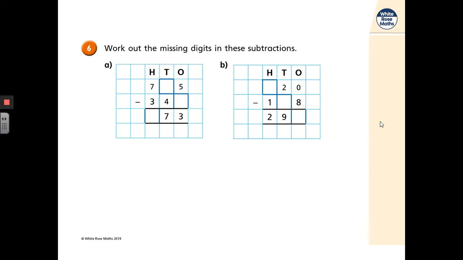You might want to, once you've written your answers in this one and this one, or this one and this one, work out this calculation here to check if your answer matches what you've written down there. Just do a double check, because sometimes we can make little mistakes if we forget to do an exchange or we don't quite write something down right, so just be careful.